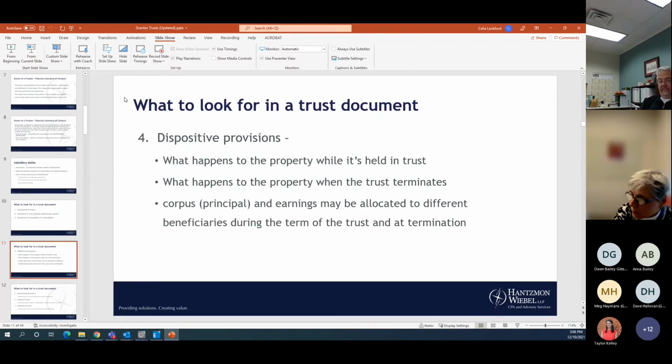Again, I'm going to refer to principal also as corpus. Principal is like the assets that you would transfer to the trust. And then those assets may have earnings, dividends or interest or other types of earnings, rental income that are allocated. They can be allocated to different beneficiaries during the term of the trust and also at termination. This is the key feature that you want to have a very good understanding of whenever you read a trust document. And if you don't understand it, then you want to get some help reading it.